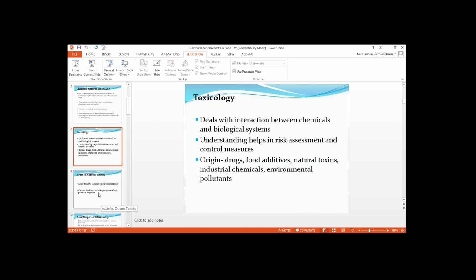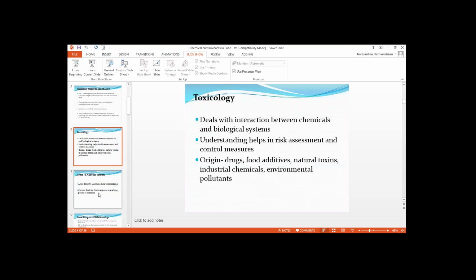Toxicology. So before I get into the details of chemical hazards, let me just take you through the basics of toxicology. Simply defined, toxicology is the science of poisons. When it comes to chemical hazards and food safety, an understanding of toxicology is really helpful in conducting risk assessments and developing food safety controls. It really helps. In general, it is a study of harmful interactions between chemicals and biological systems.